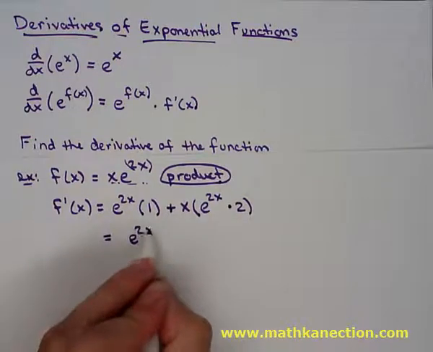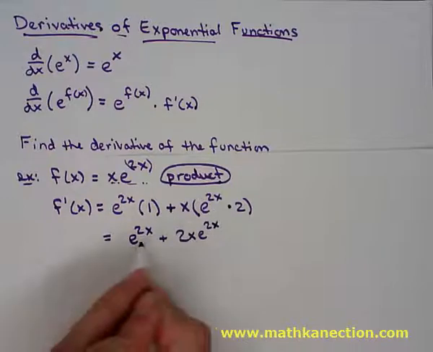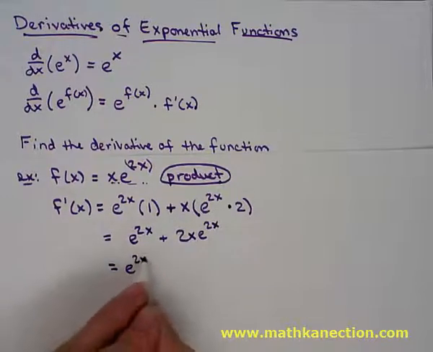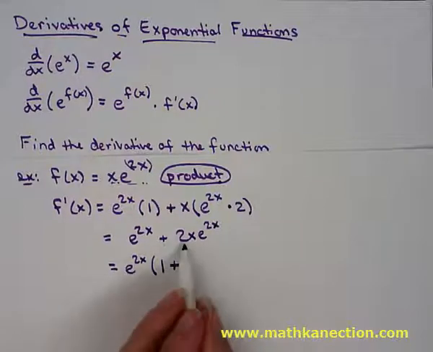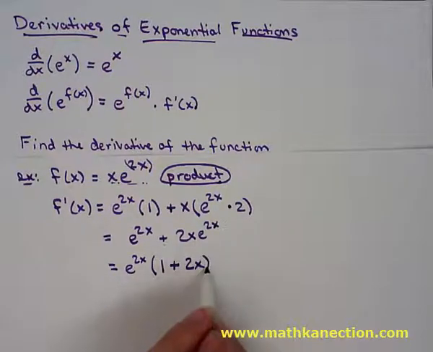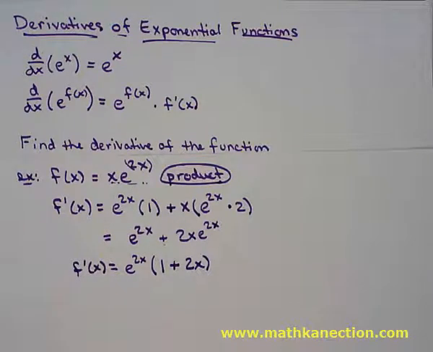And then now simplifying the problem to get e to the 2x plus 2x e to the 2x, factoring out an e to the 2x that they both have in common, leaves you back with 1 plus, and then 2x from the second term. So f prime of x is e to the 2x times quantity 1 plus 2x.